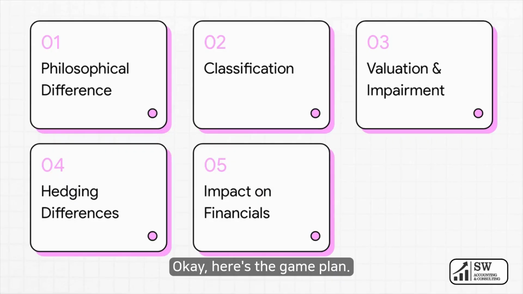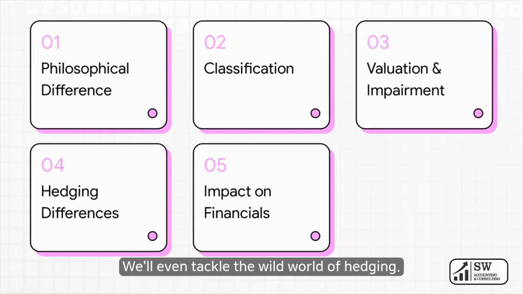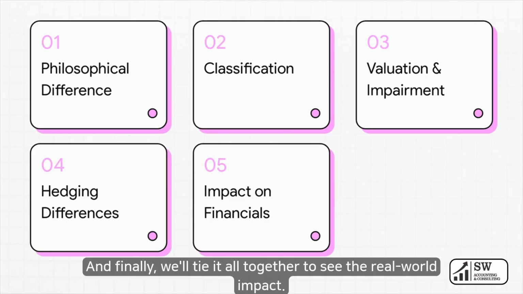Okay, here's the game plan. First, we'll hit the big philosophical divide. Then, we'll see how that affects classifying debt and equity, how things are valued, and when losses get booked. We'll even tackle the wild world of hedging, and finally, we'll tie it all together to see the real-world impact.